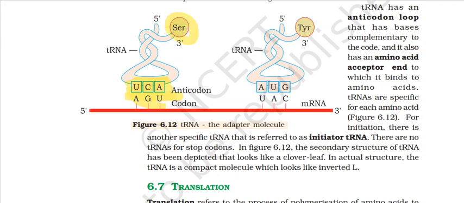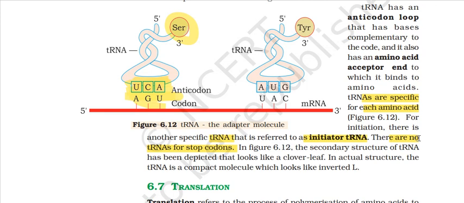tRNAs are specific for each amino acid. For initiation there is another specific tRNA that is referred to as initiator tRNA. We will have an initiator tRNA which initiates polymerization of the amino acids into a polypeptide chain. There are no tRNAs for stop codons. Very important. There is no tRNA for stop codons because they do not code for any amino acid.